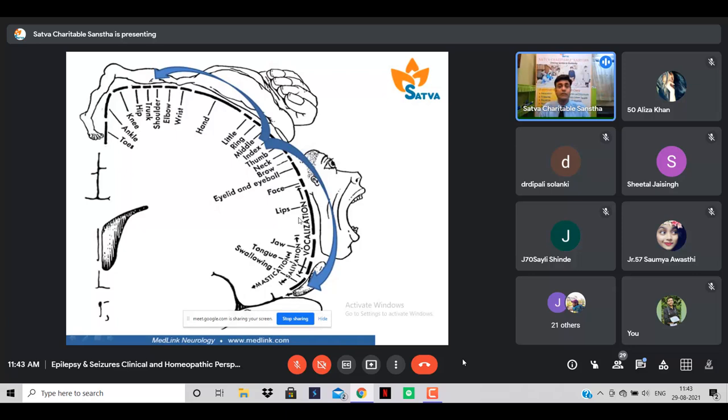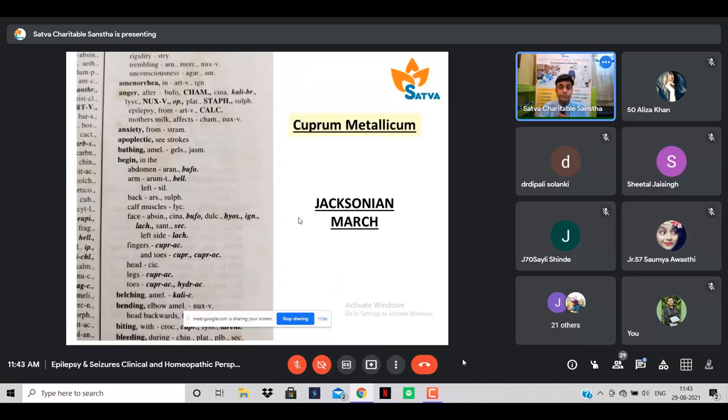So this particular diagram will show us how the Jacksonian march will proceed further, and to our rescue, we have certain drugs depending on the location or the beginning of the convulsions already mentioned. The convulsion beginning in the abdomen. Can you see this? The convulsion beginning in the abdomen, the convulsion beginning in the arm, and we talk about fingers and toes, the convulsion beginning in fingers and toes.